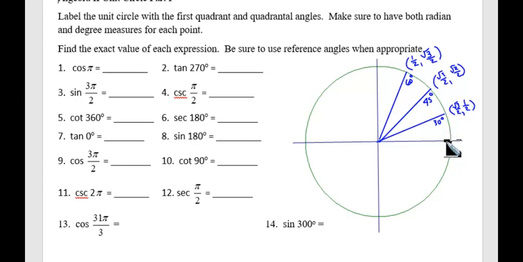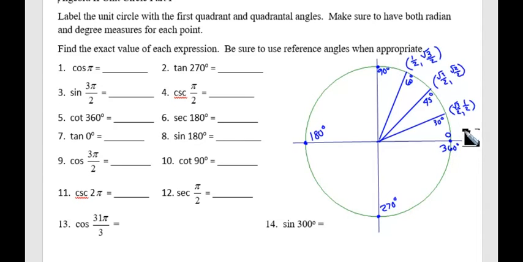Now, let's go around. We're going to label these quadrantal angles that we have. We've got 0. As we progress counterclockwise, we'll have 90 degrees. And then we have 180 degrees, 270, and 360.